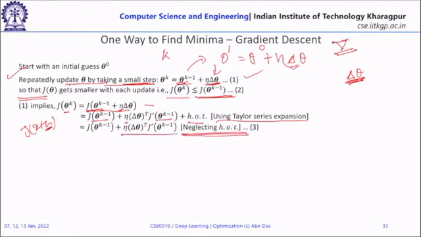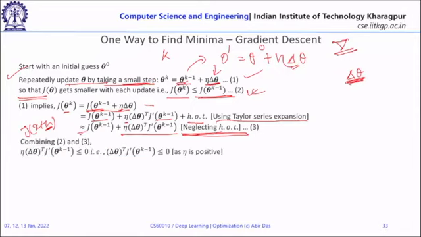I have not yet used equation 2. This is just using equation 1. For J theta k, I have just replaced theta k, used the Taylor series expansion, and ignoring the higher order terms, I have made it approximately equal, right? Now let us see what we are doing next: combining 2 and 3. By combining 2 and 3, since the higher order terms are very much negligible, you can think that these are equal.